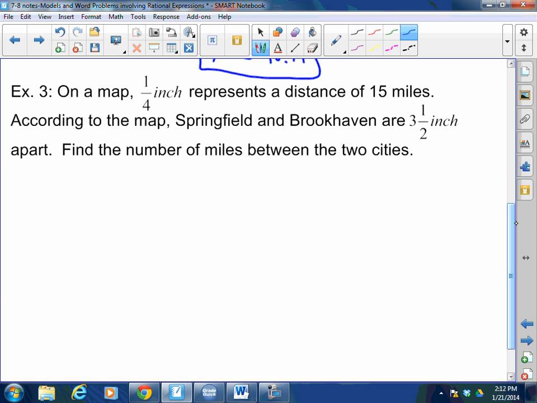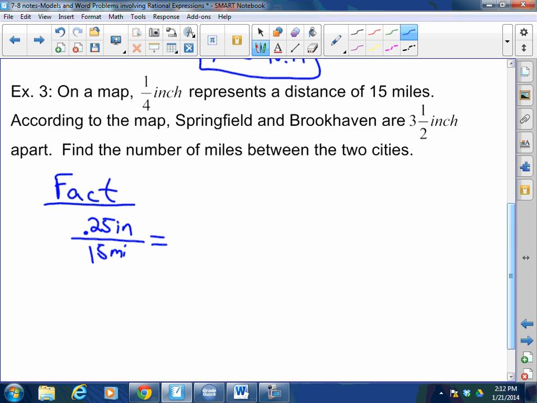On a map, 1/4 of an inch represents a distance of 15 miles. According to the map, Springfield and Brookhaven are 3.5 inches apart. Find the number of miles between the two cities. My brothers, what is the fact? 1/4 of an inch, which let's go ahead and put as 0.25, over 15 miles. That's the fact they gave me.